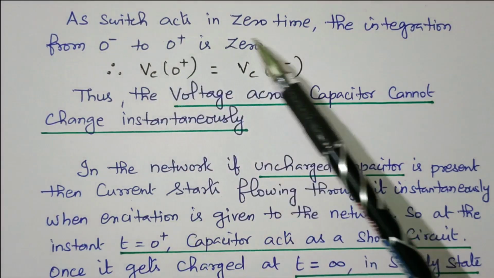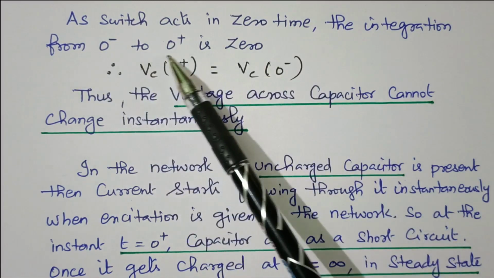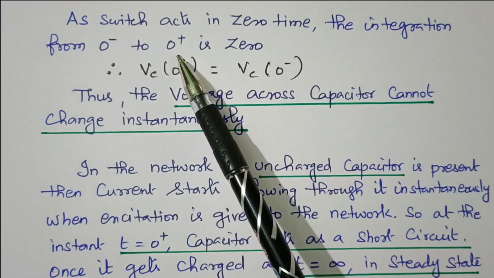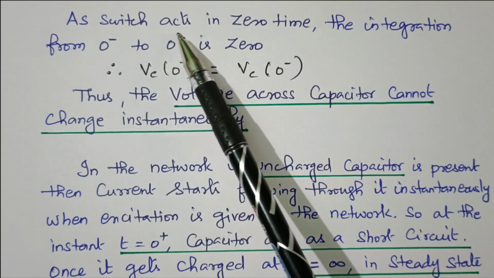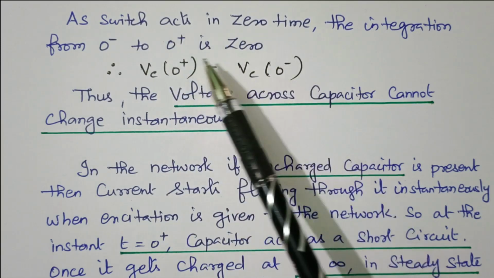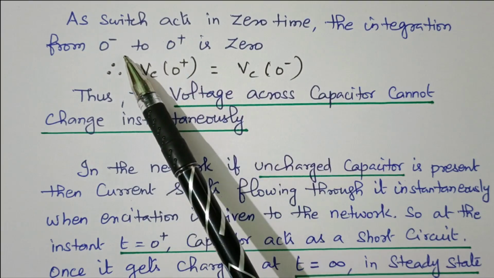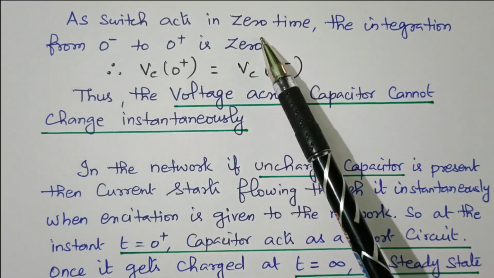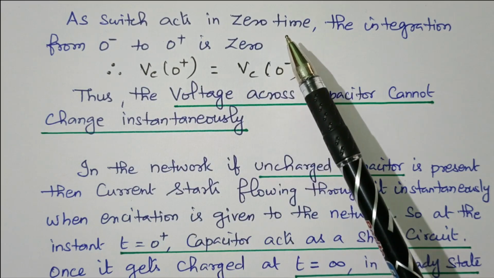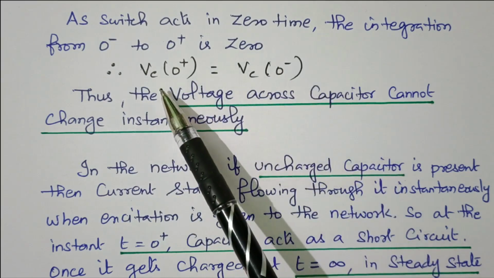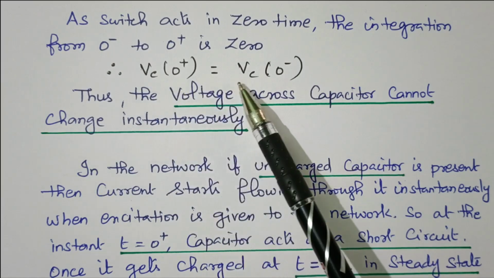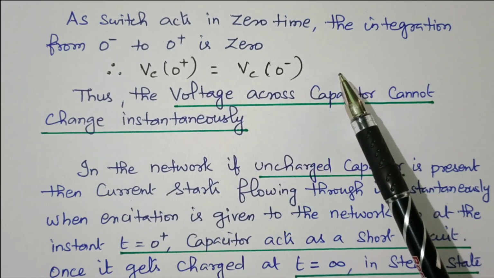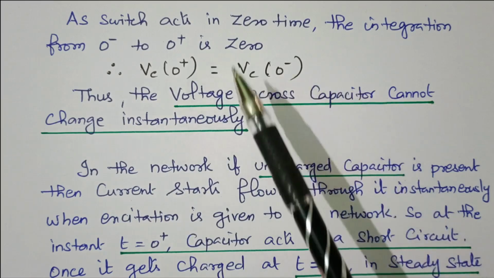As the switch acts in zero time, the integration from 0 minus to 0 plus is 0. Here 0 minus is before switching and 0 plus is after switching. We consider this as zero time; there is no time delay between before switching and after switching. So the above equation gives VC at 0 plus equal to VC at 0 minus. The second term is 0, that is, the integral between 0 minus and 0 plus is 0.